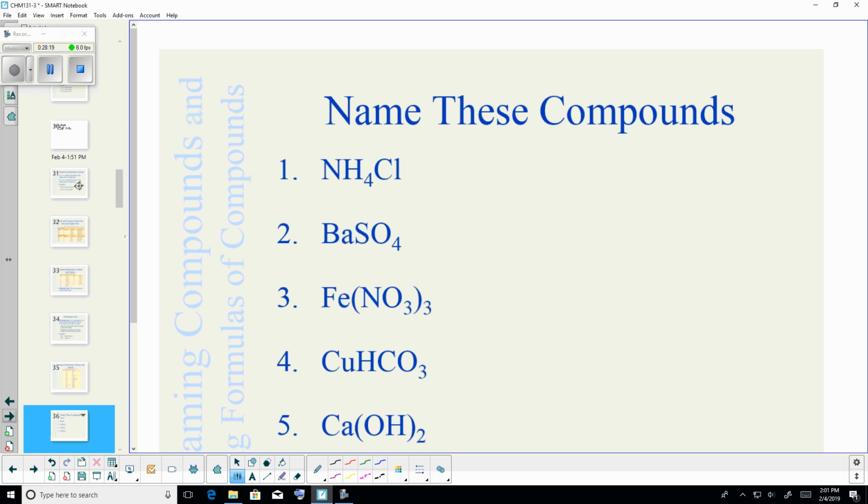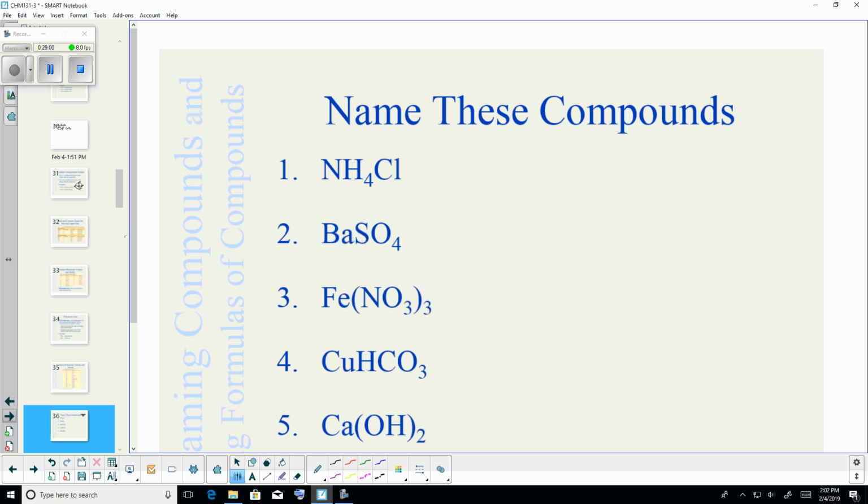So if you name these compounds, the top one, what would it be? Ammonium chloride. The key, if you have a polyatomic ion, we only see one anion, so multiple here. So here's our metal. Here's our polyatomic, the SO4. What is the second one? So you'd have to look at that table. SO4 sulfate, barium sulfate.